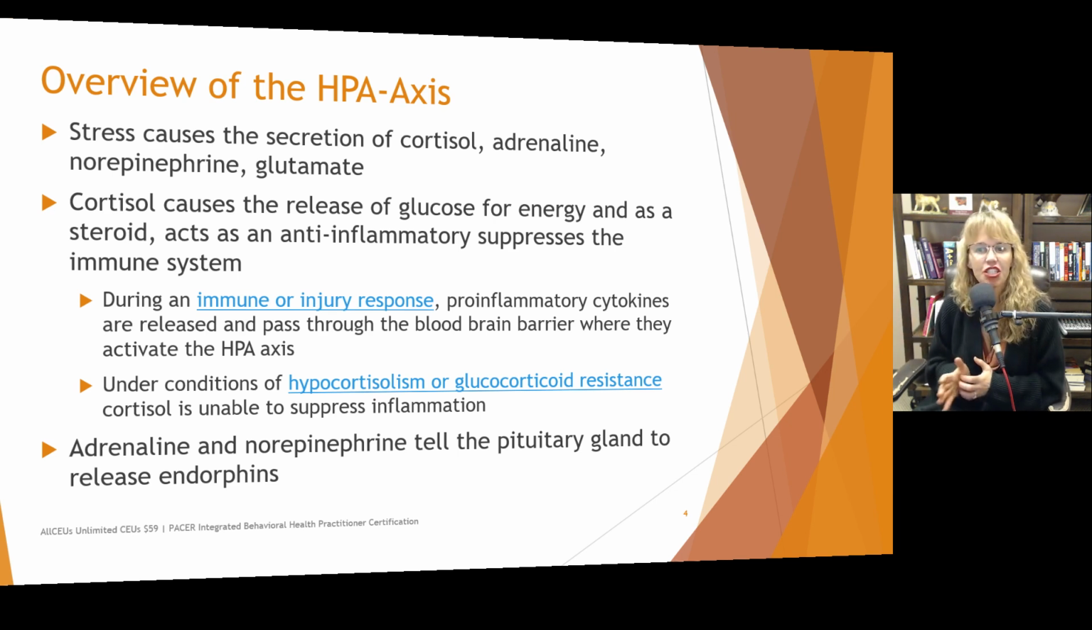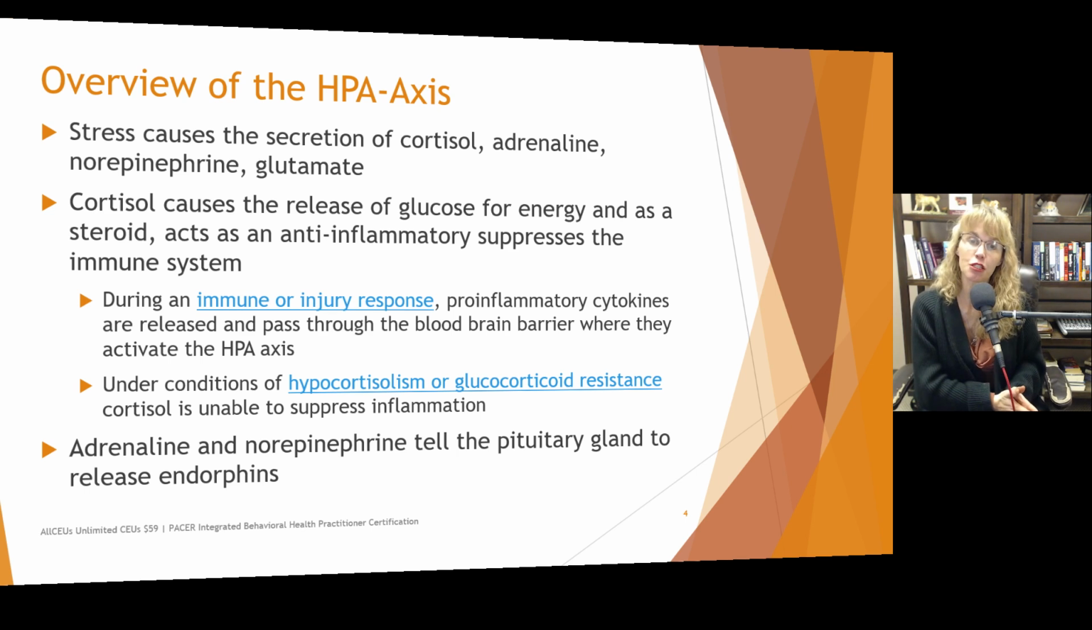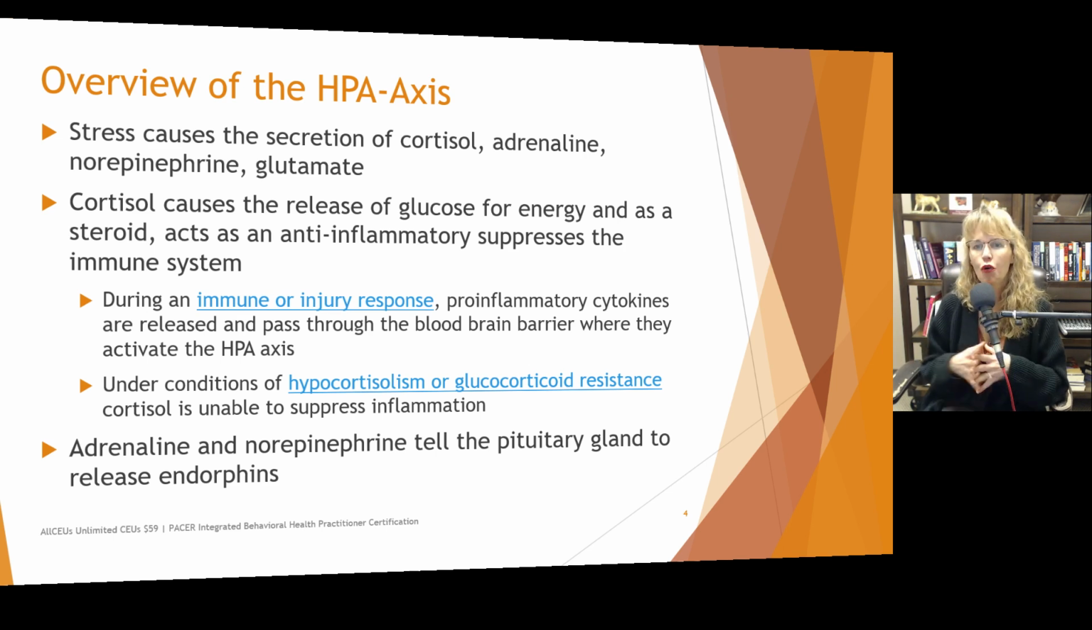Unfortunately, under conditions of hypocortisolism or glucocorticoid resistance, which happens when people are exposed to trauma sometimes, this is not uncommon in people with PTSD, but also in people who are exposed to chronic stress over a long period of time, cortisol becomes unable to suppress the inflammation. So cortisol can ultimately become a problem and not be able to do its job.